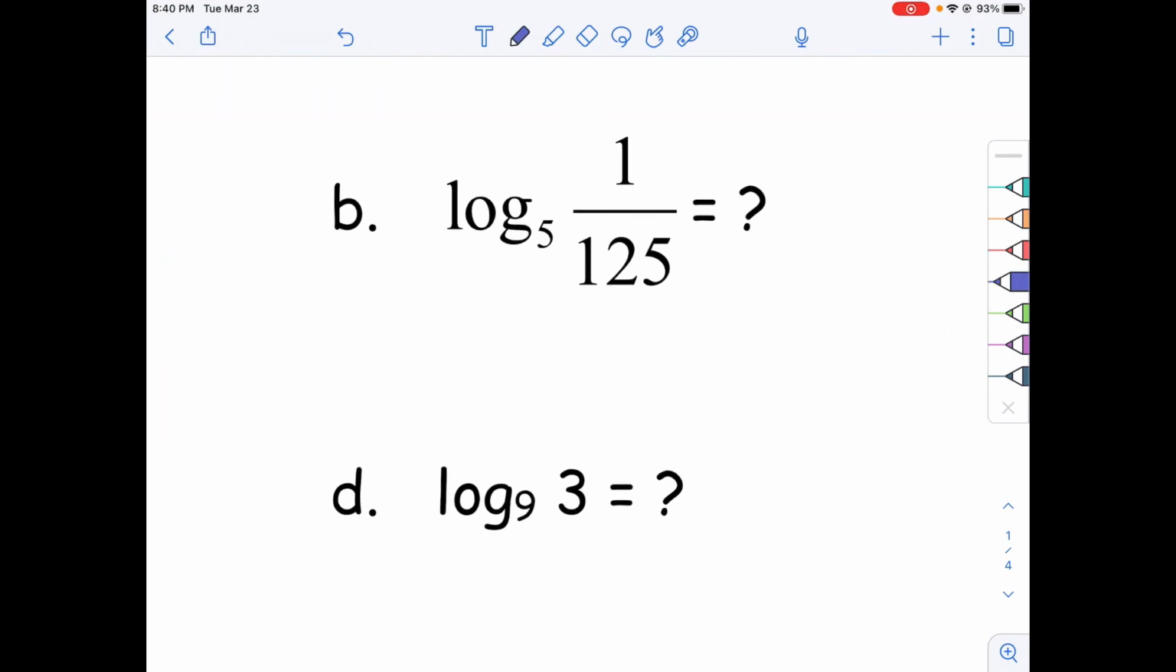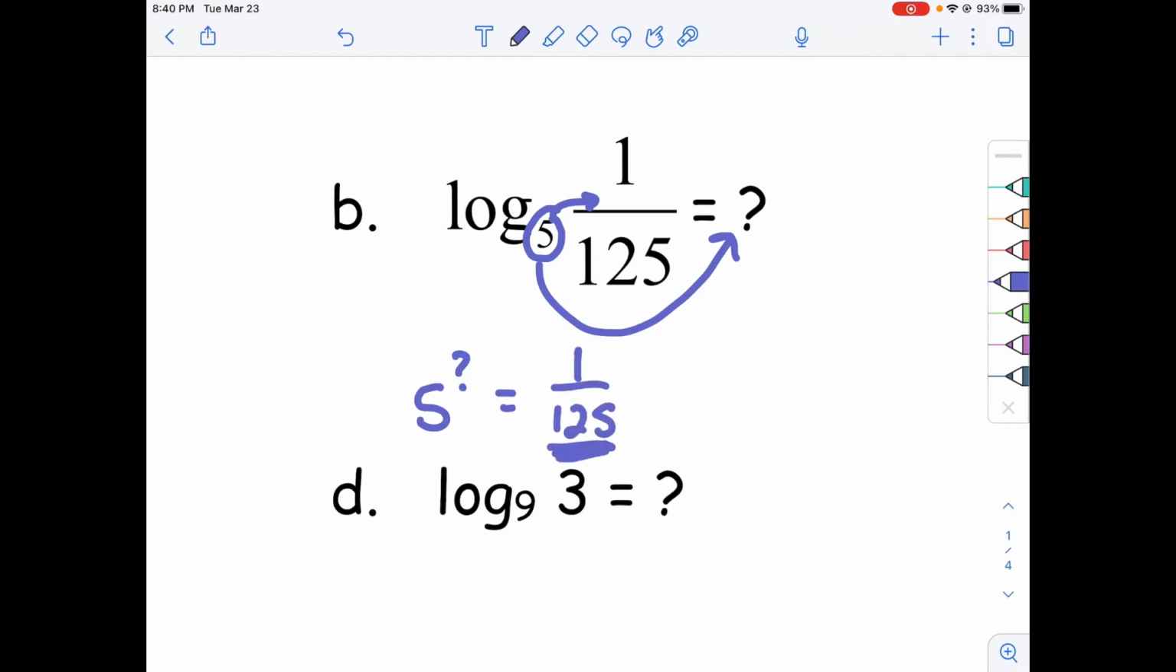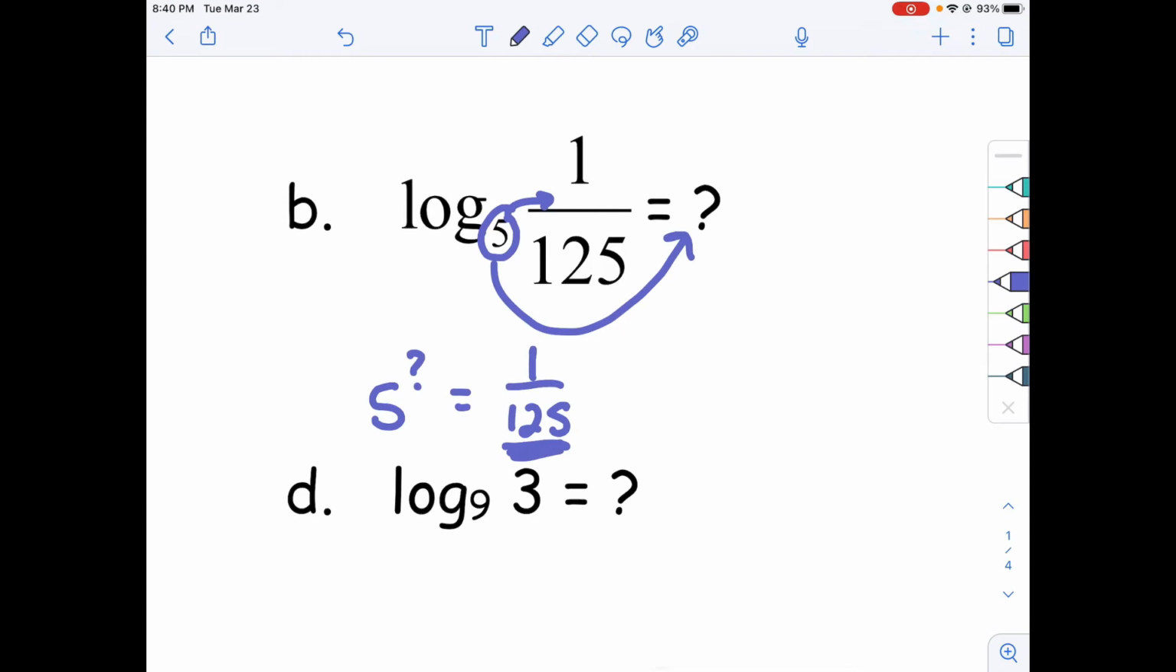Let's take a look at this next question. This next question is saying, what do we take 5 to in order to get 1 over 125? If we want to rewrite it into its exponential form, that's 5 to the question mark is equal to 1 over 125. This 125 is in the bottom, so we definitely know that question mark is negative. So negative first. And then how do you get 125? That's 5 cubed, so negative 3.